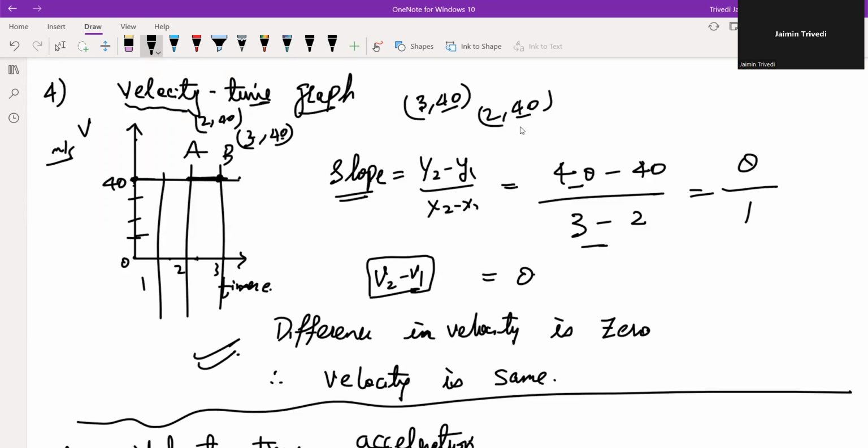Nitya, you continue drawing. Did you mark the points? Sir, A and B. Yeah.